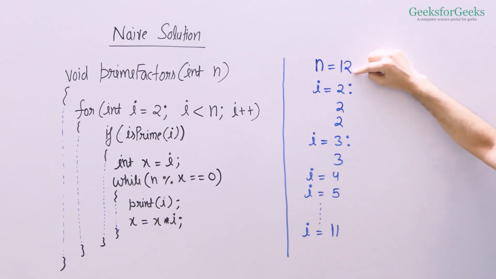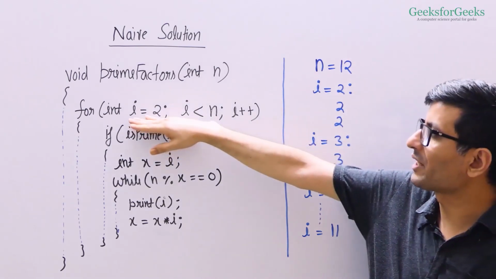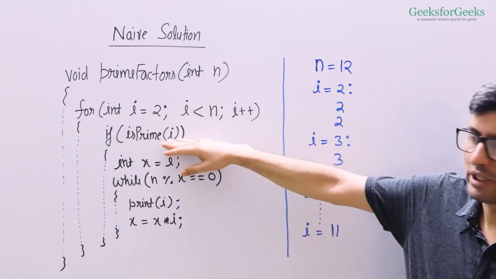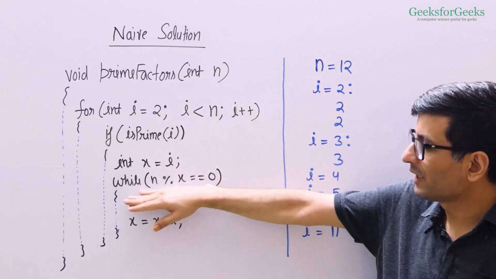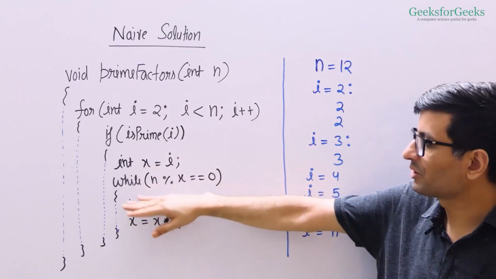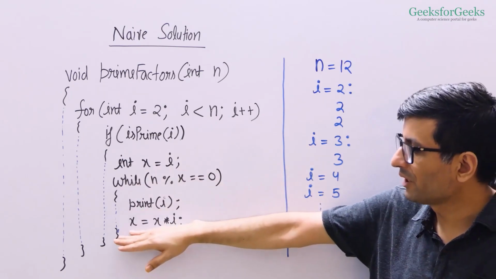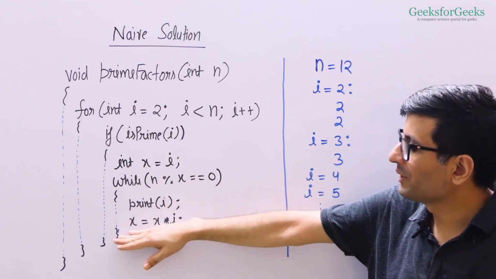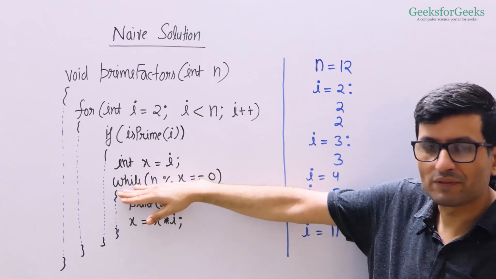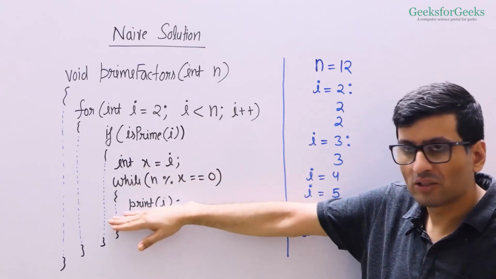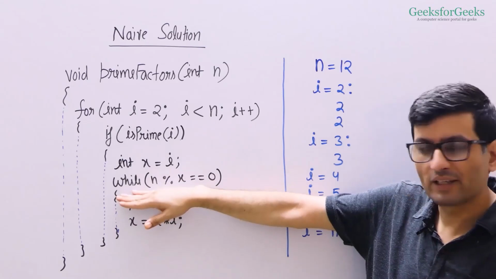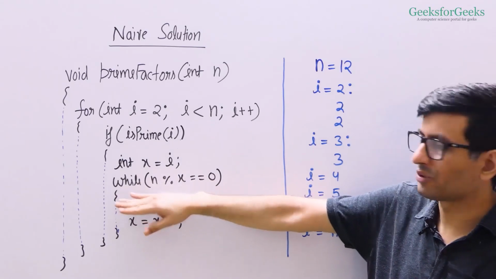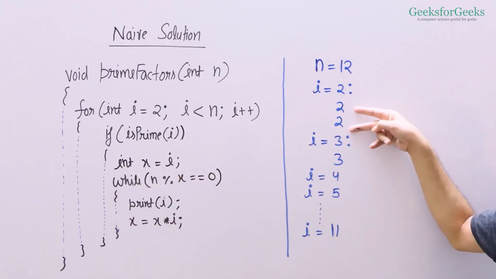So for n equal to 12, we'll begin the loop for i equal to 2. We'll see that 2 is prime, right? And what we'll do, we'll initialize x equal to 2, and n is divisible by 2, so we'll print 2, and then we'll make x equal to 4. Then we'll check n is divisible by 4, yes. So we'll print 2 one more time, and we'll make x equal to 8. Now n is not divisible by x, so we'll stop here. So we'll print 2 two times.